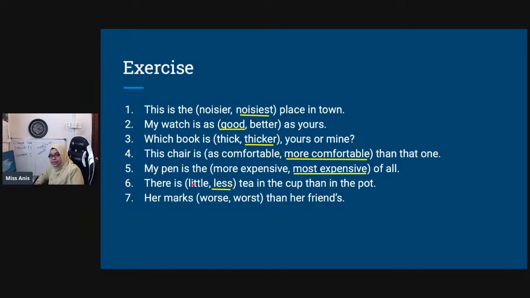Okay, little is the positive, less is the comparative version of it. And then kalau superlative, least, L-E-A-S-T. So little, less, least. So ini yang superlative dia, ni comparative dia, ni dia punya positive dia. Okay, tak tahu kau nampak tidak, kalau tak nampak boleh zoom.